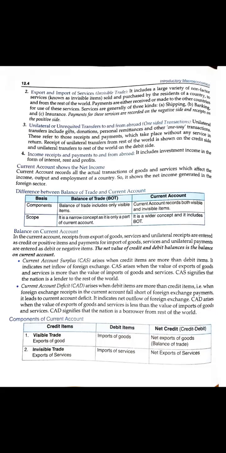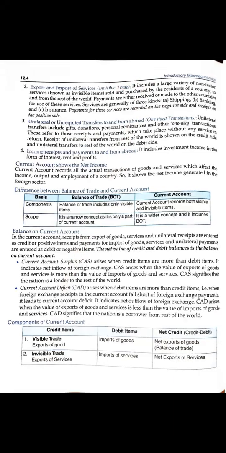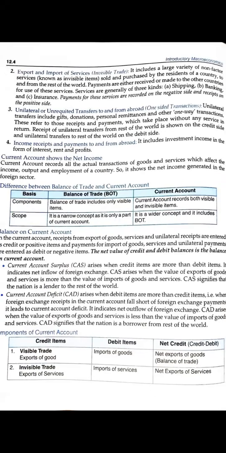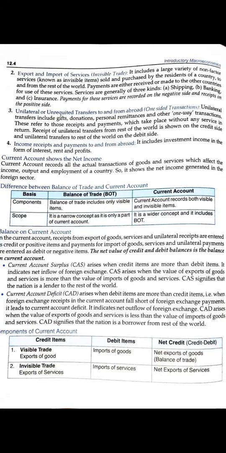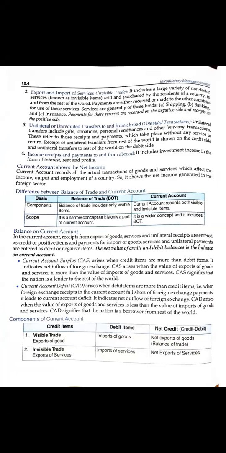So we are receiving funds from America or else UK, Saudi. In that case, we will mention it on the credit side. What is the credit side? The positive side. So when we are paying to other countries like Sri Lanka, Mauritius, in that case, it will be mentioned on the debit side. Fine. And the last one is income receipts and payments to and from abroad.